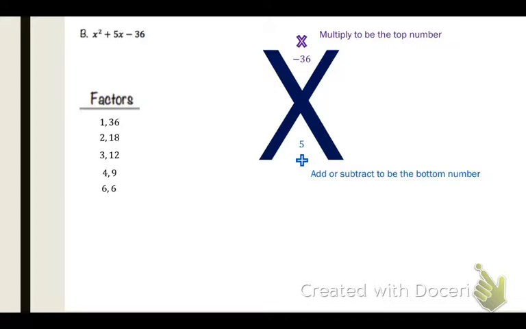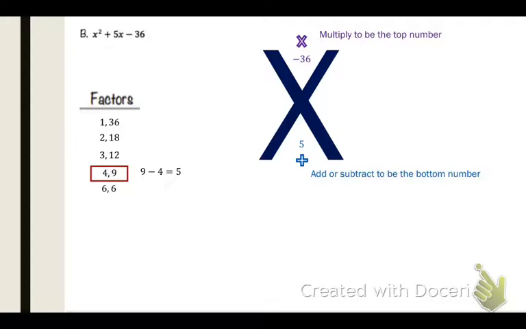So then we have 3 and 12. 3 plus 12 is 15. Doesn't help us. 12 minus 3 is 9. We're getting closer, but it's still not helping us, right? So 4 plus 9 is 13, but 9 minus 4 is 5, duh. 9 minus 4 is 5. So that's the one we're going to use.